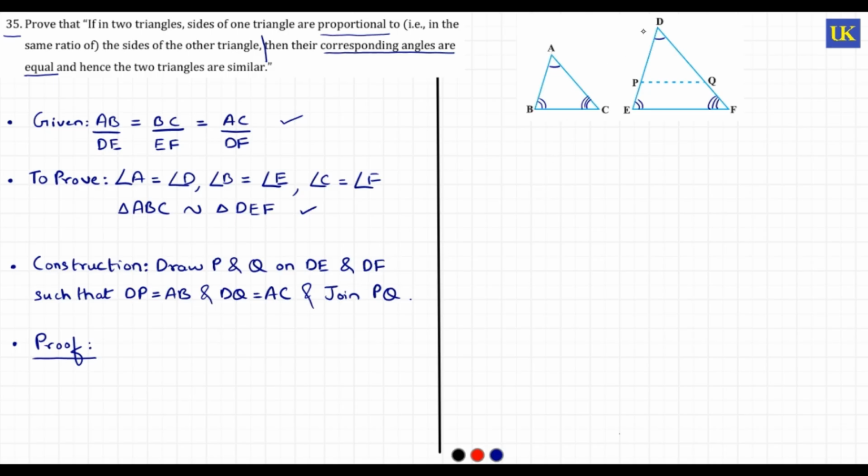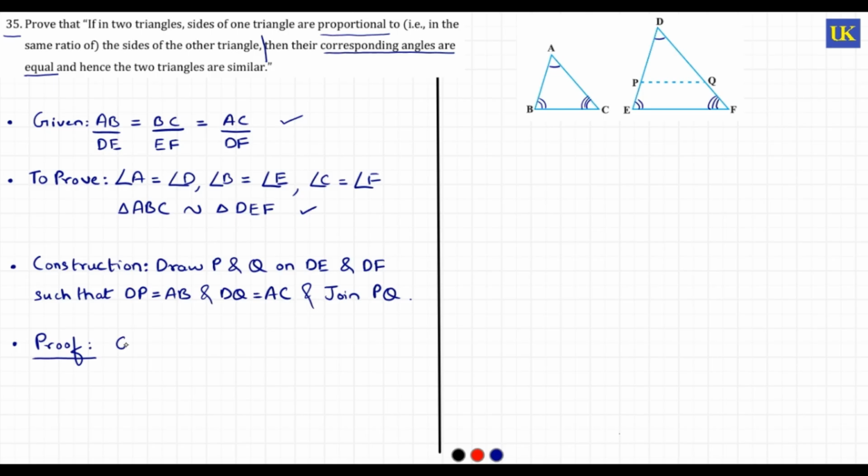So AB should be equal to DP. We have to keep the length same and mark this point P. And AC should be equal to DQ, and we mark this point Q, so that AB is equal to DP and AC is equal to DQ, right? And then we'll join PQ, this line PQ here. So this is the small construction we have to do. And now we'll start with the proof part.